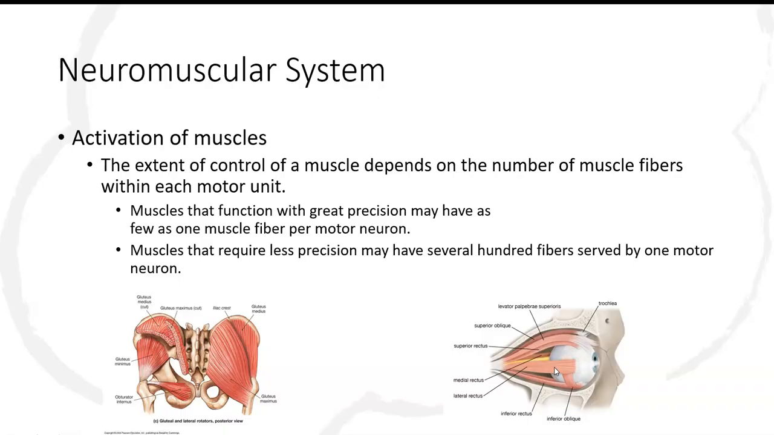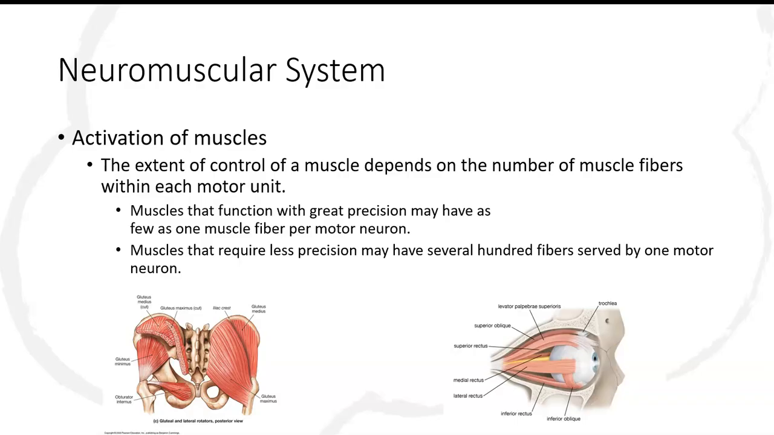Now let's say you're looking to the right, you're looking up, you're looking down to the left, up to the left, and so forth, right? You need much more fine control to control the movement of your eyeballs, right? If you had one alpha motor neuron innervating hundreds of muscle fibers, you would have big gross movements of your eyes and very minimal control over your eyes then. So the fewer muscle fibers per alpha motor neuron you have, the more motor control you have.